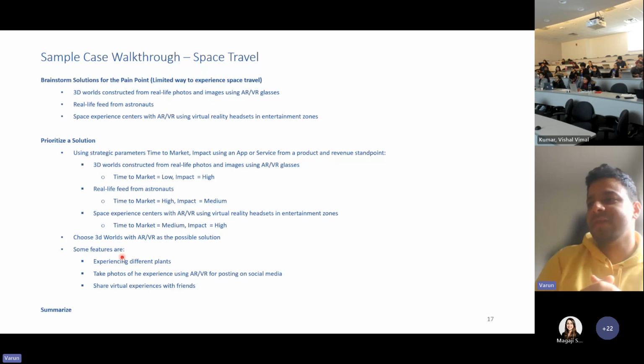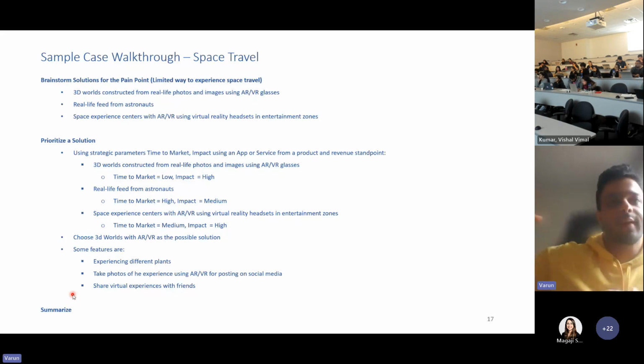So these were the key features. And again, you can come up with any features you want. It's just explaining the features and why you selected those features. That's important. And then it was basically summarizing all of these things together, in like a 20 to 30-second response, and that's it. And that's the way I designed the product for space travel.